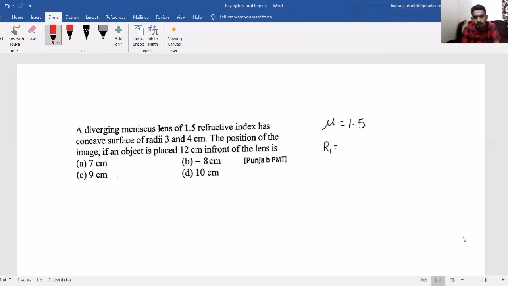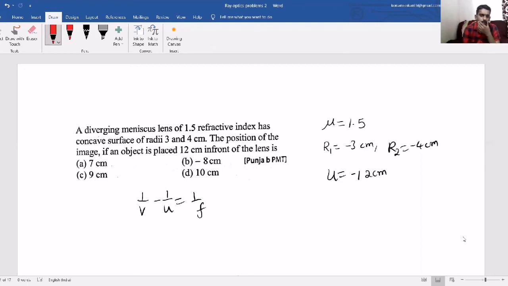Concave surface of radii: so R1 is 3, but concave surface means minus, and R2 is also minus 4. They ask for the position of the image if an object is placed 12 centimeter in front of the lens. So object distance is always negative, minus 12 centimeter, since a real object distance is always negative. Now they are asking the position of the image, so 1 by V minus 1 by U equals 1 by F. They have given the U value, and we have to find the V value, but for that we require the F value.